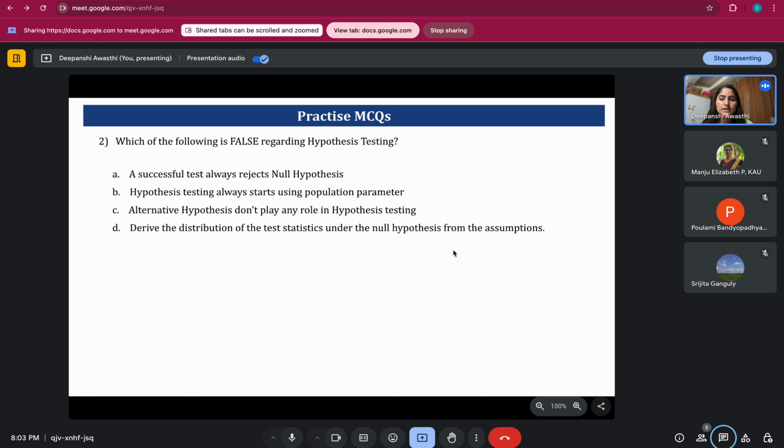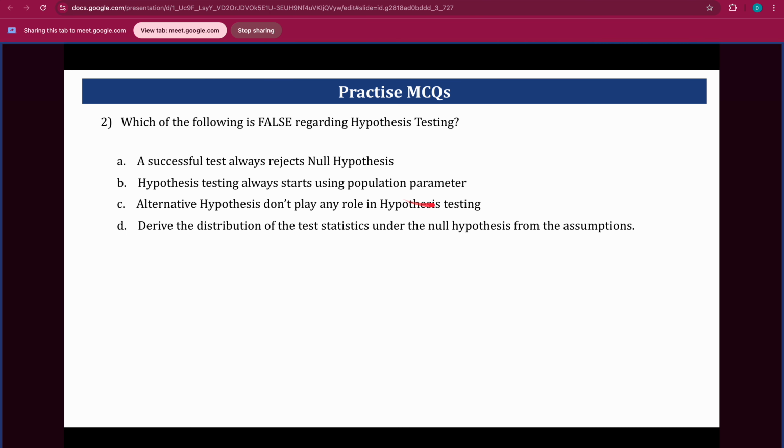Okay, so now let's look at the second question. Which of the following is false regarding hypothesis testing? Option A: a successful test always rejects the null hypothesis. Option B: hypothesis testing always starts using the population parameter. Option C: alternative hypotheses don't play any role in hypothesis testing. And option D: derive the distribution of the test statistic under the null hypothesis from the assumptions.